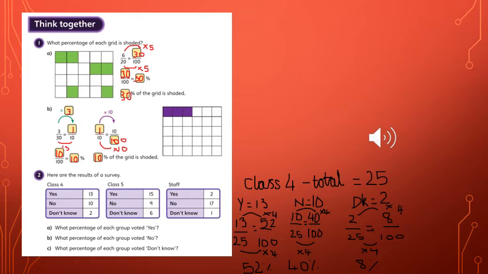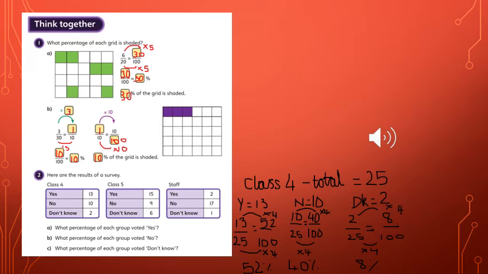Part B, we've got 3 squares out of 30 shaded. So we're going to make this into tenths because we can find a percentage by making it a tenth. So to get from 30 to 10, I have to divide by 3, which means I also have to divide my 3 by 3, so that gives me 1. So that gives me 1/10.